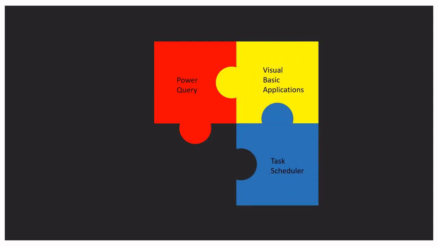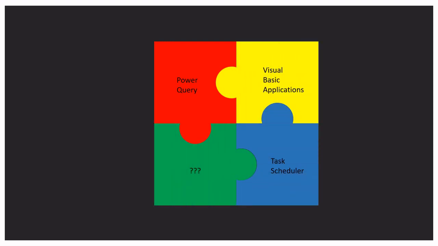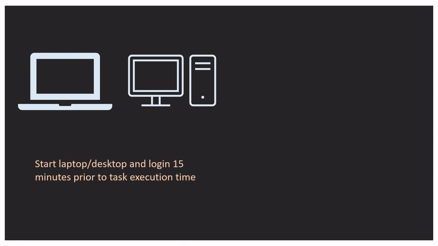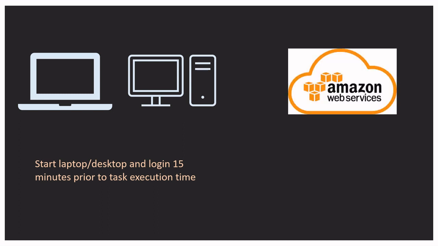So this is how we can automate the data refresh process on Excel files using Power Query, VBA and Task Scheduler. Now comes the final piece of the puzzle. Task Scheduler can be configured on a laptop or a desktop, but it should be logged in for the task to be executed. You can start your laptop or desktop and log in at least 15 minutes prior to the time set for task execution. An alternative will be to put the task scheduler on AWS server. The benefit of AWS server is you can leave it logged in through remote desktop connection app on Windows.